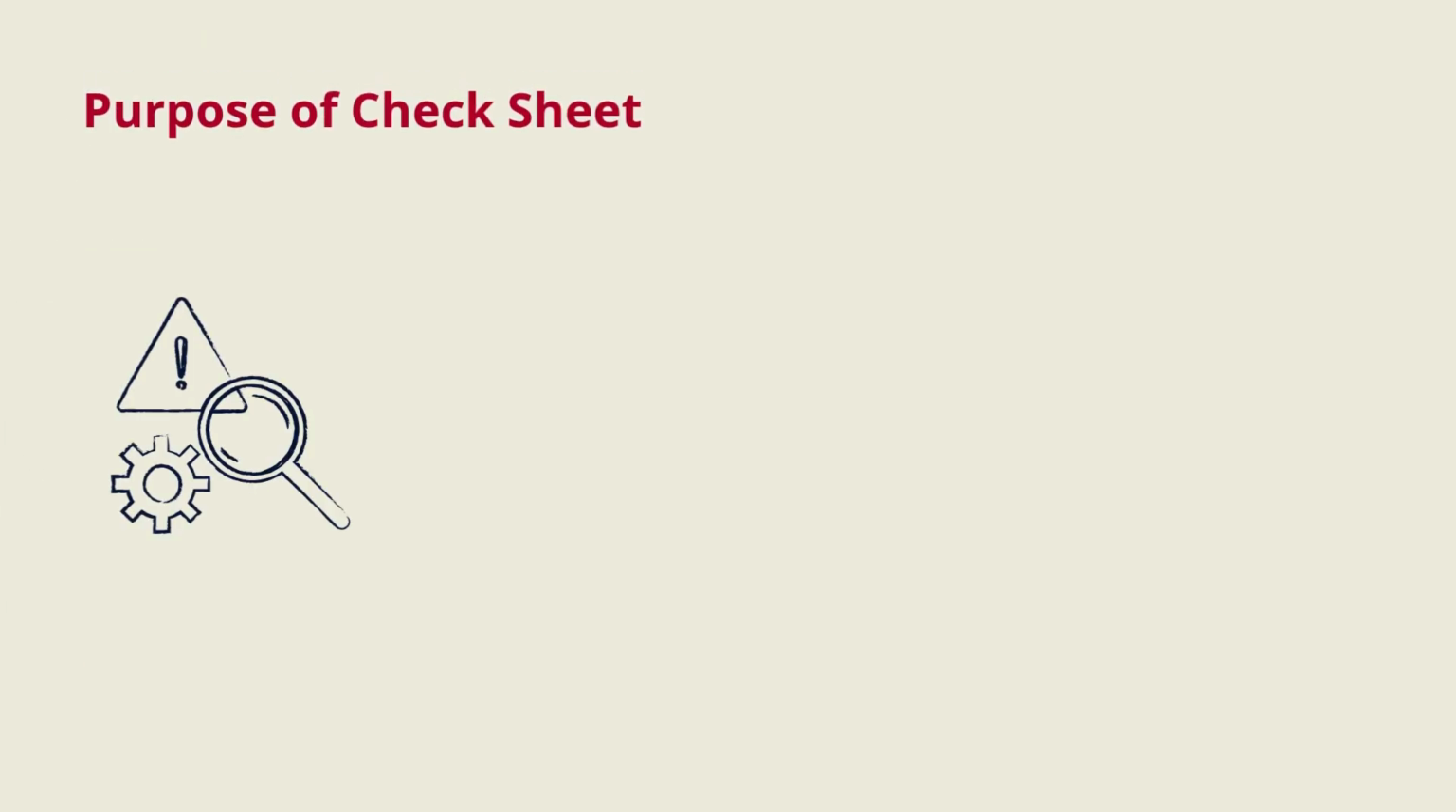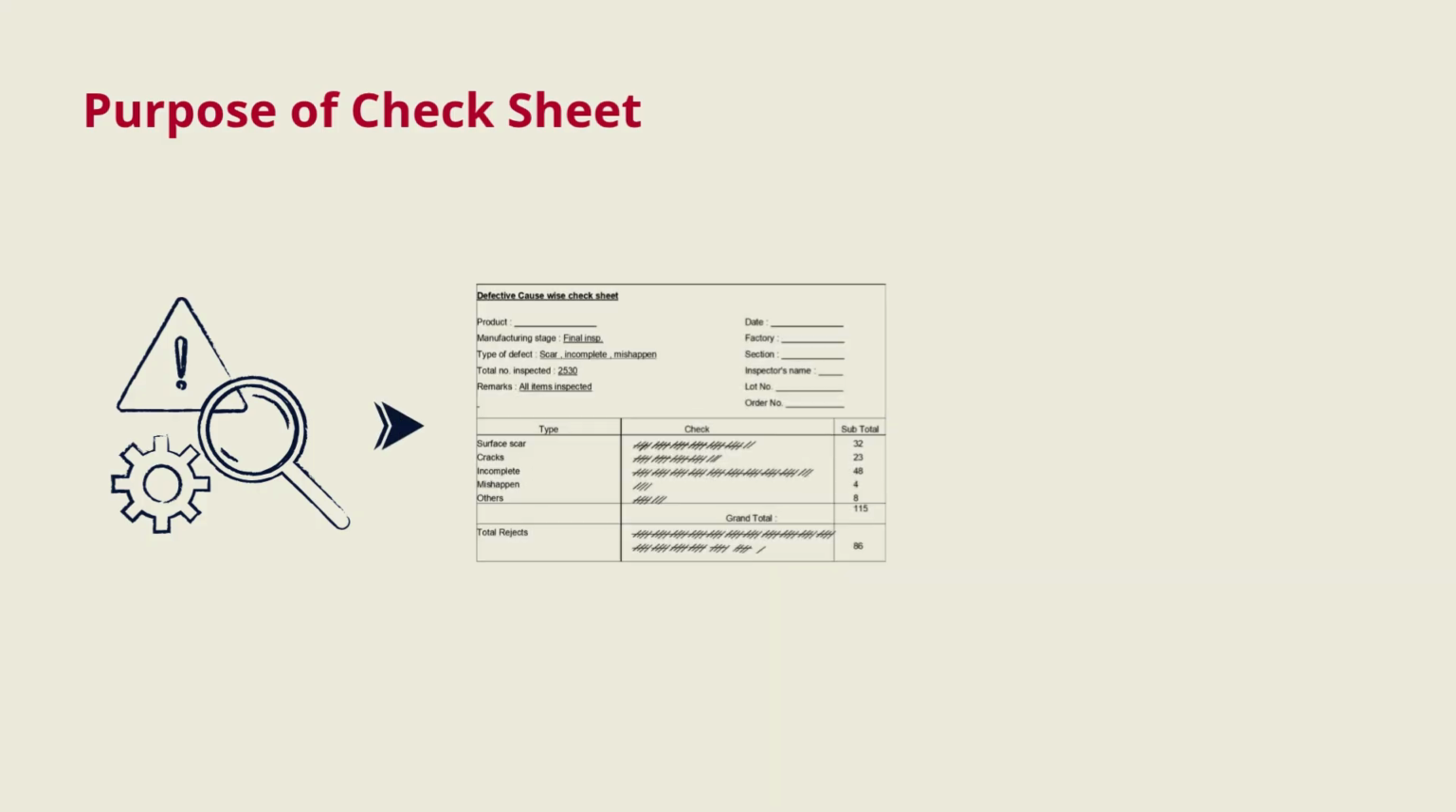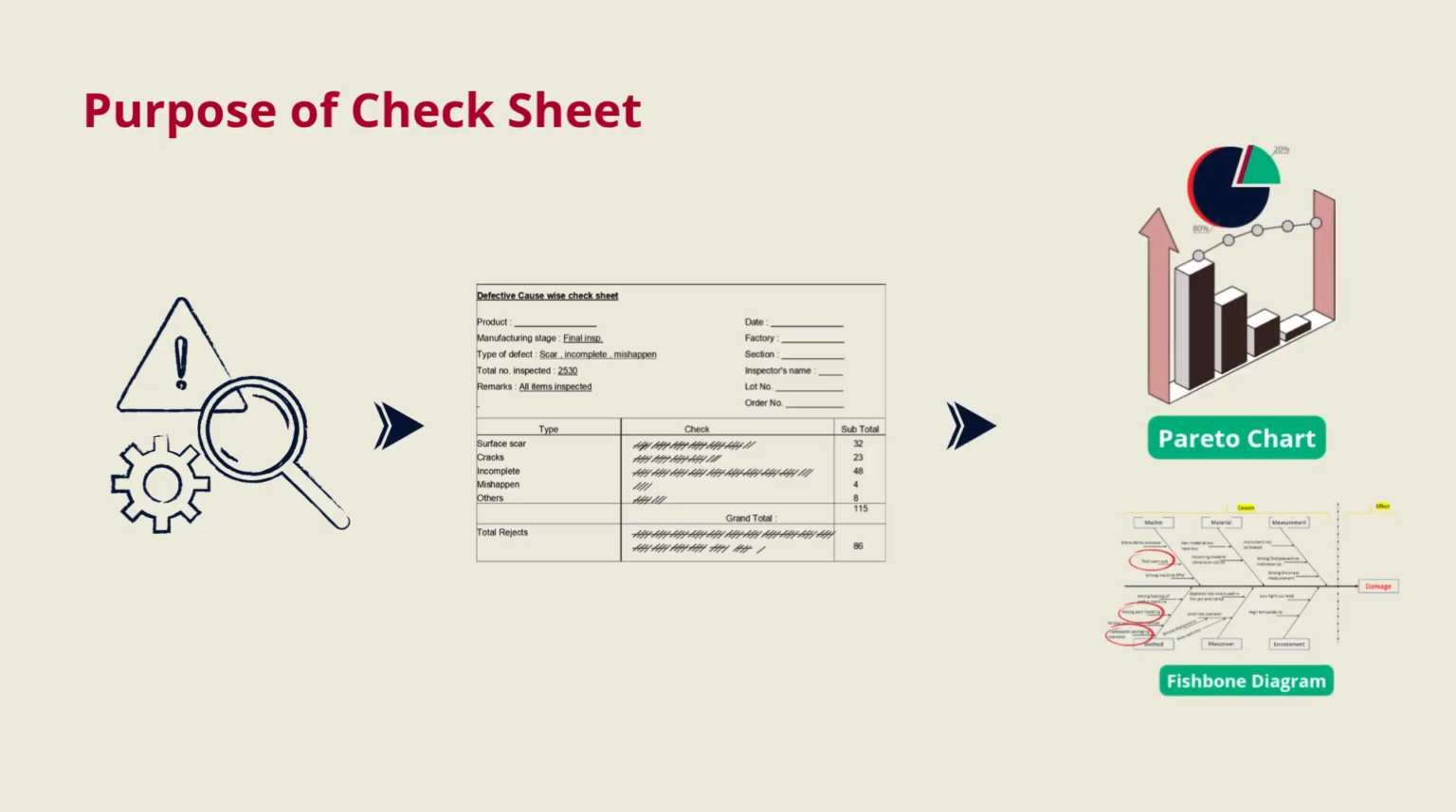The purpose of a check sheet is simple: to record how often a defect, event, or issue occurs, and to provide clean data that can later be used in other tools like the Pareto chart or fishbone diagram.